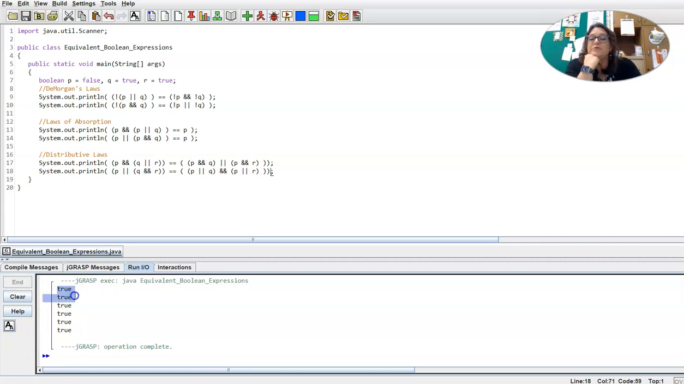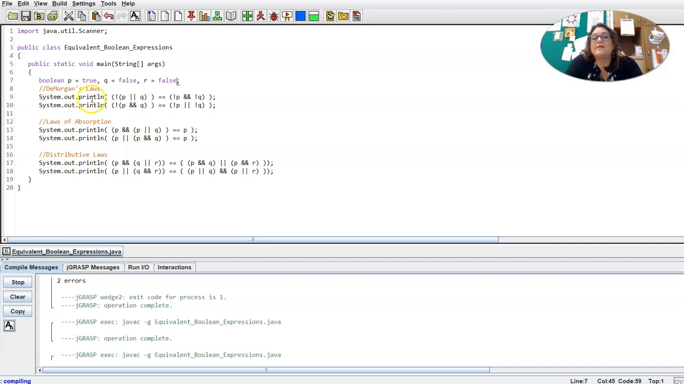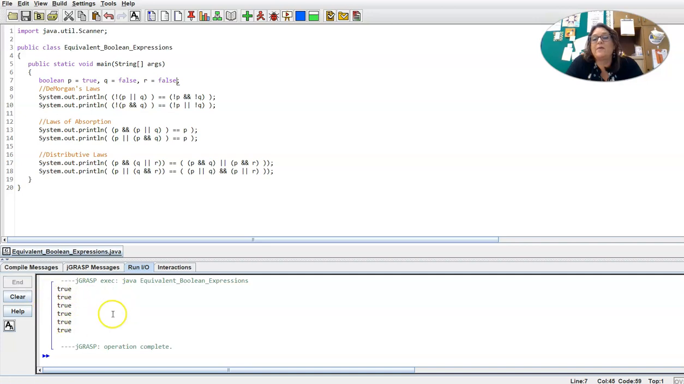So here's our two De Morgan's, right? Those both evaluated to true. Here's our two laws of absorption, and then here's our two distributive laws. And remember, that'll work for any combination of P, Q, and R. So if they're all true, if Q, excuse me, is false, right? If the R is false, whatever combination you can think of, right? These laws, because they're laws for equivalent forms of the Boolean expression, they're going to always evaluate to true.